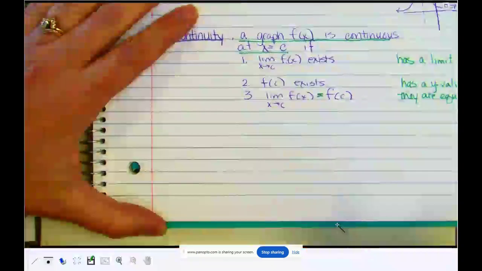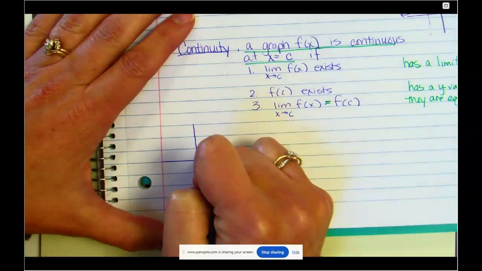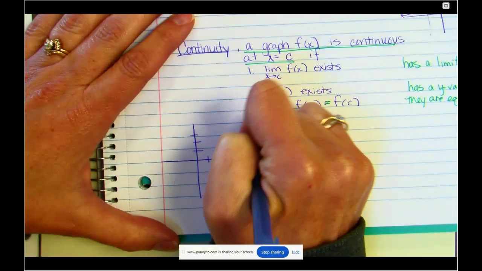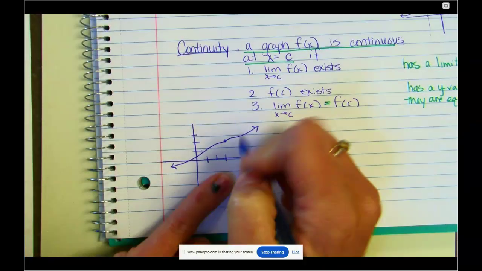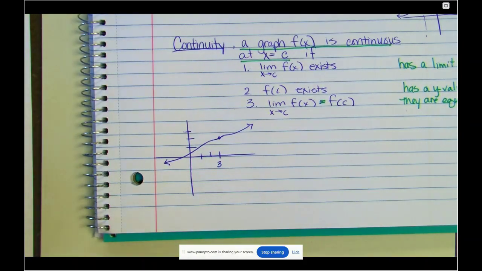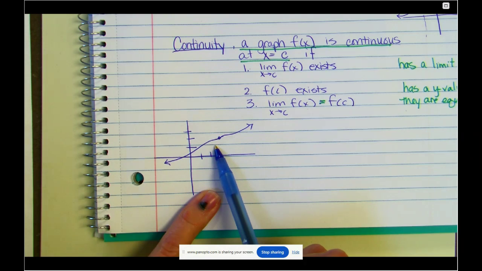Okay, so let me show you, because I lost my papers. So I guess I'm going to draw. We'll try not to make them super complicated here. So let's talk about the x value of 3. If I was going to talk about continuity, first of all, would you say that this is continuous here? Yeah, it does not have a hole, it does not have a jump, it does not have an asymptote. It's continuous. So I want to explain to you what this means.